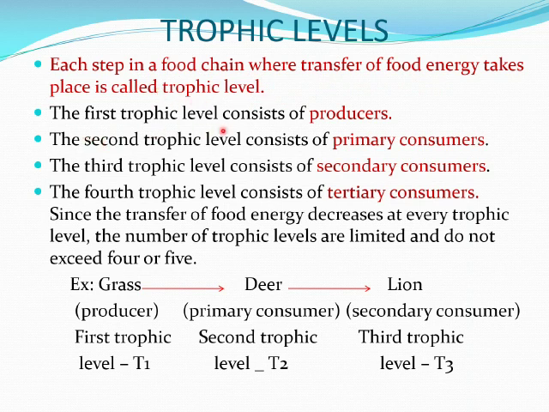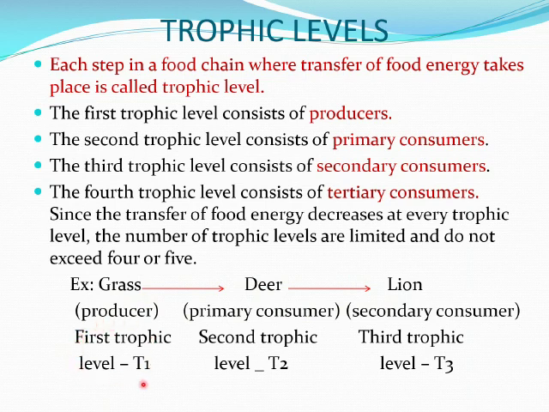The first trophic level consists of producers, the second trophic level consists of primary consumers, the third trophic level consists of secondary consumers, and the fourth trophic level consists of tertiary consumers. Since the transfer of food energy decreases at every trophic level, the number of trophic levels is limited and does not exceed 4 or 5. Let us see an example. Grass is eaten by deer and deer is eaten by the lion. Grass is a producer, so it comes under the first trophic level.